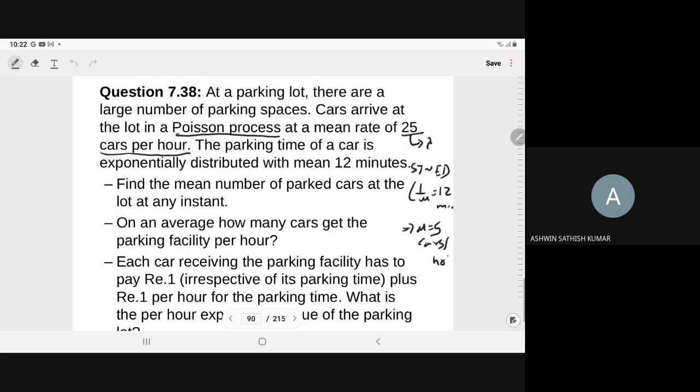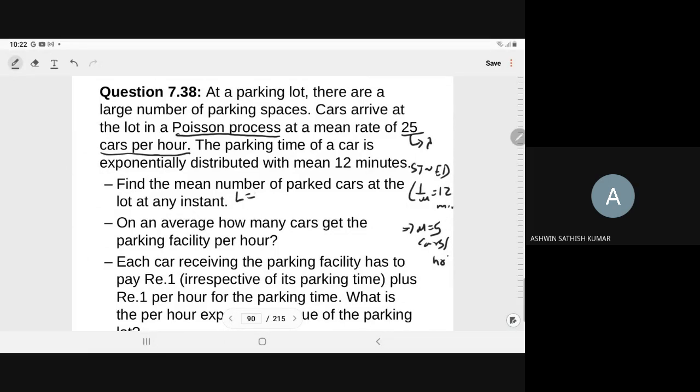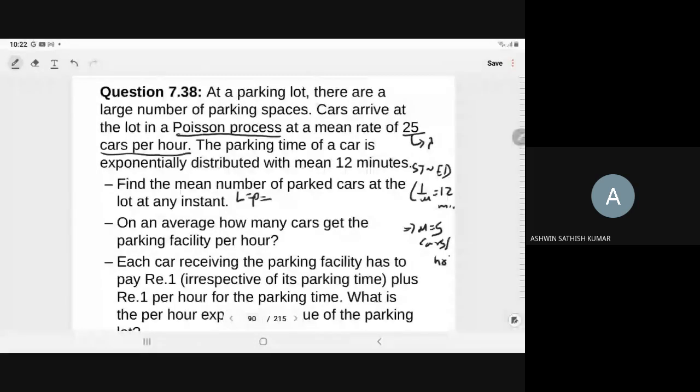So now in the question, find the mean number of parked cars, that is the expected number of customers in the system, expected number of cars in the system. So it is L, and we know that for the self-service model L is equal to rho, that is lambda upon mu, 25 upon 5, that is 5 cars. So on an average there are 5 cars there.